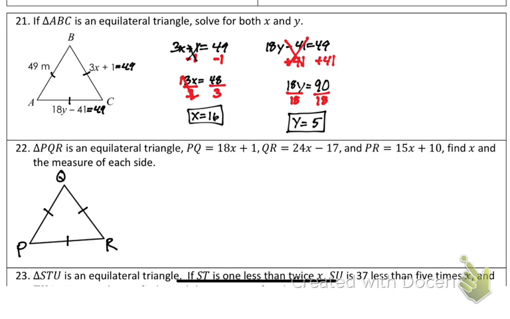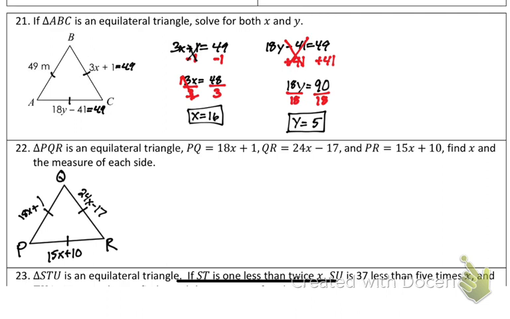Now we just take what's up here and plug it by the sides. So it says PQ equals 18x plus 1. So we're going to put an 18x plus 1 on the PQ. QR is 24x minus 17. And finally, PR is that 15x plus 10. All sides are equal, right? All sides are equal, so you can pick the equation you want.